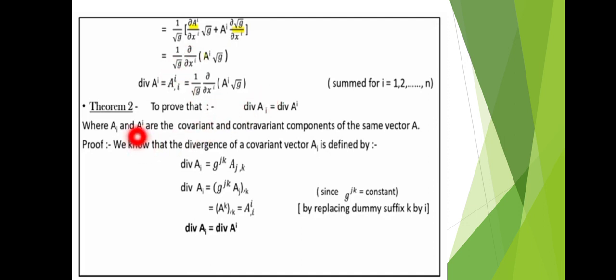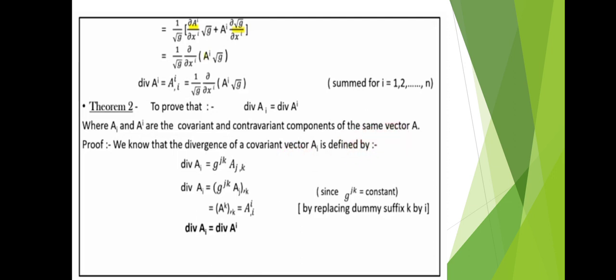Now what the second theorem says is to prove that divergence of AI, with I in subscript, is equal to divergence of AI, with I in superscript. So here the position of the index changes, there it is superscript and there is subscript. There is only the difference of scripts. Where I is in subscript and where I is in superscript are the covariant and contravariant components of the same vector A.